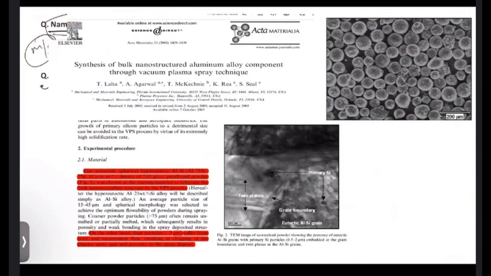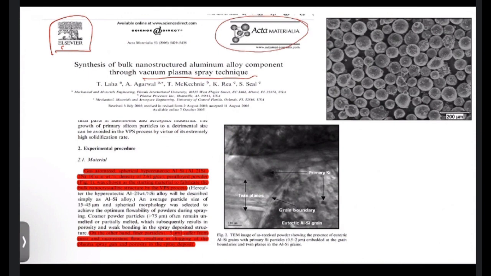Now the next slide. Here I am discussing one of the papers which has used the vacuum plasma spray technique. It is of Elsevier publication. The journal name is Acta Materialia. The paper name is Synthesis of Bulk Nanostructure Aluminium Alloy Component Through Vacuum Plasma Spray Technique. It was published in 2005, so it is that old a paper.